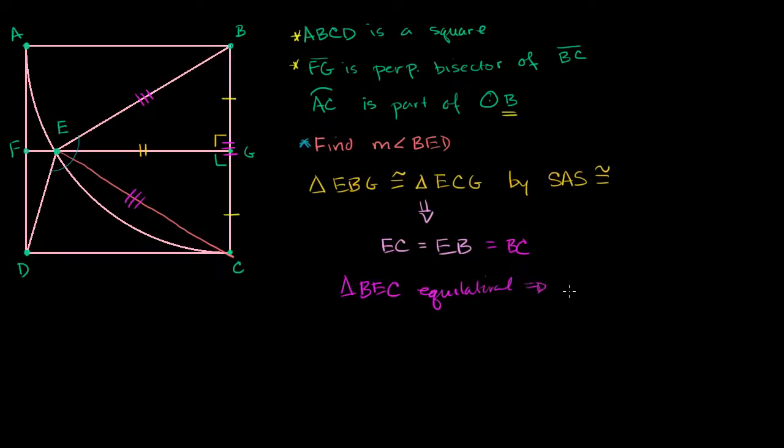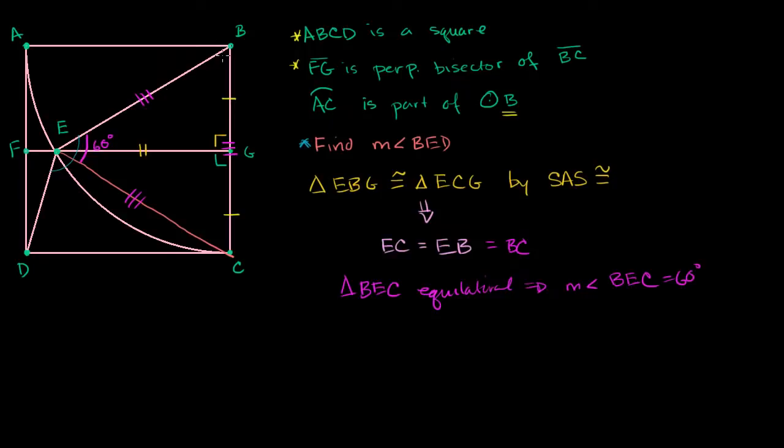So that tells us that all of its angles are equal. So that tells us that the measure of angle BEC, we're not done yet, but it gets us close, is 60 degrees. So the measure of angle BEC right over there is 60 degrees. So that gives us part of the problem.